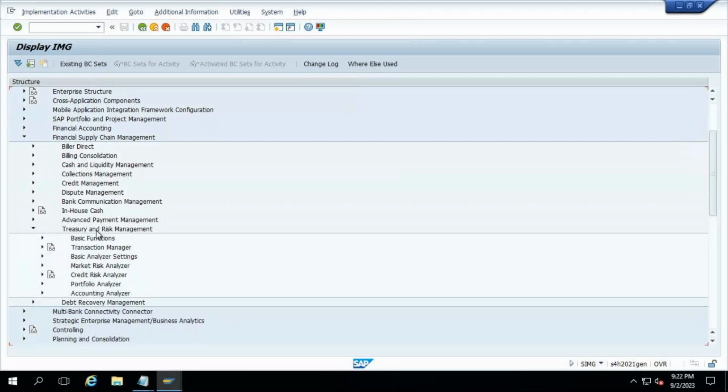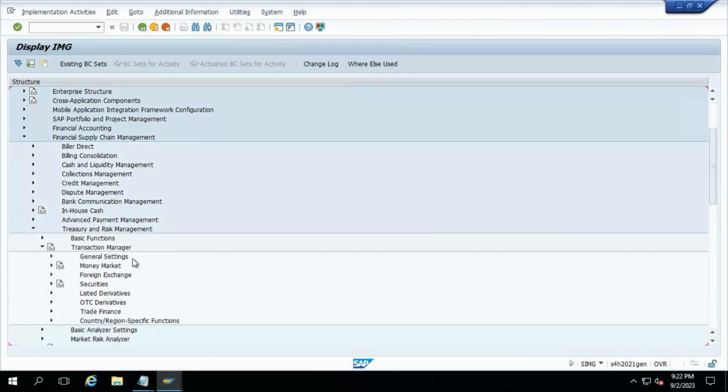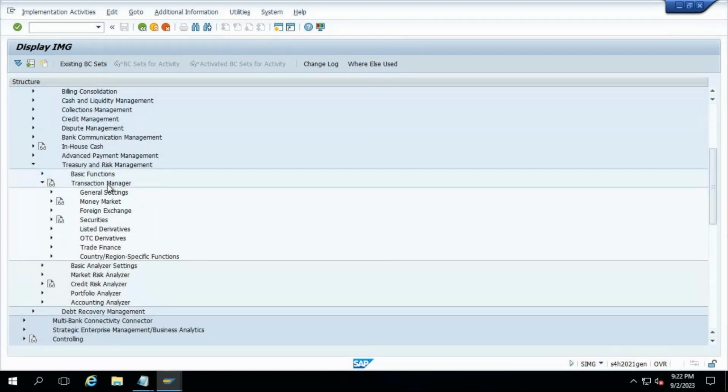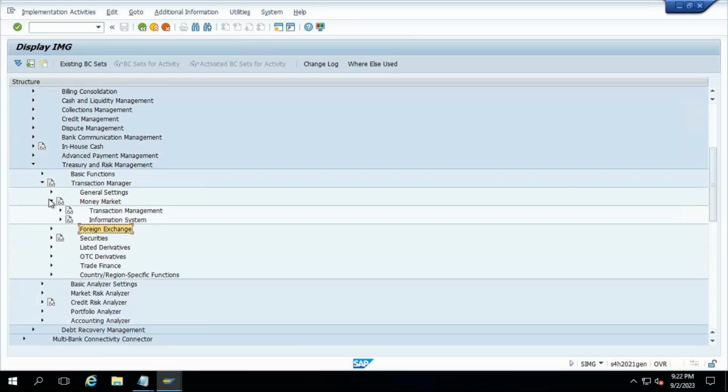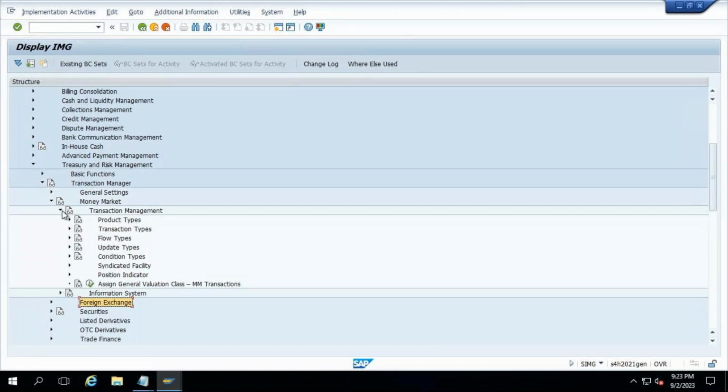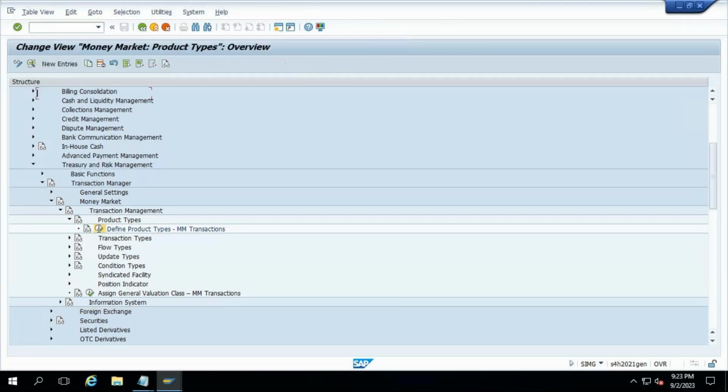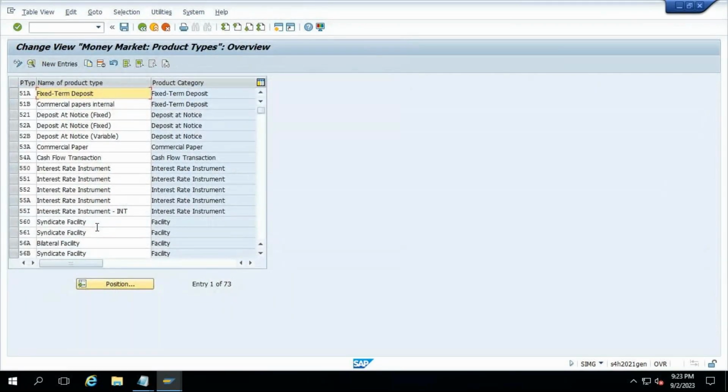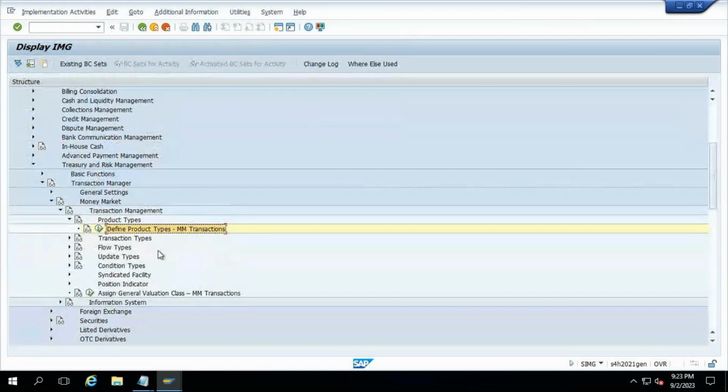So this is our product. If you go to Treasury and Risk Management, Transaction Manager, you find the transaction manager is a folder under which all sorts of product types are defined. This is called your product group, and under a product group you have so many products. Under the product group of money market, the product types are the various financial instruments: commercial paper, fixed term deposit, deposit at notice, interest rate instruments. Whatever banks are dealing in is called the money market.